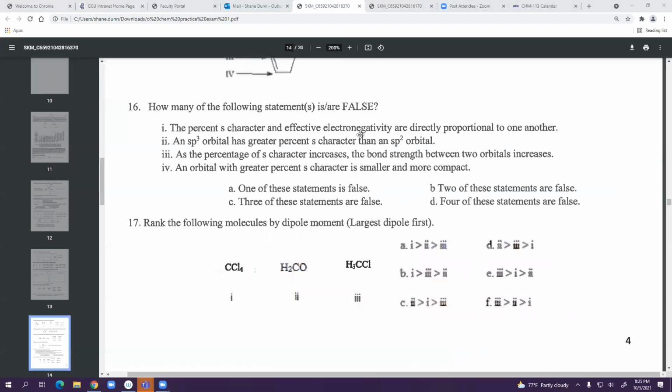How many of the following statements are false? So let's go through and see which ones are false. The percent of s character and effective electronegativity are directly proportional to each other. True or false?